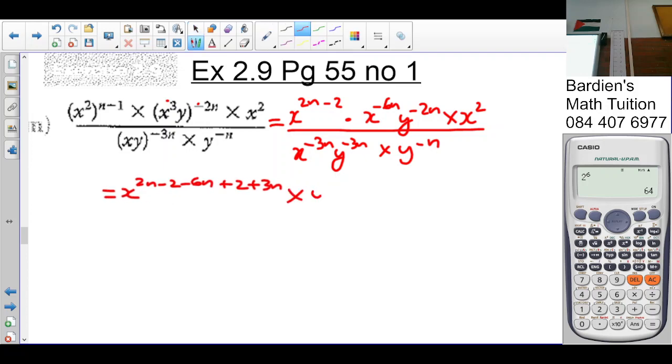Times y to the negative 2n, minus 3n becomes plus 3n, minus n becomes plus n. It's x. What is 2n minus 6n? Minus 4n. Minus 4n plus 3n, negative n. The negative 2 plus 2 cancel. Times y to the n.